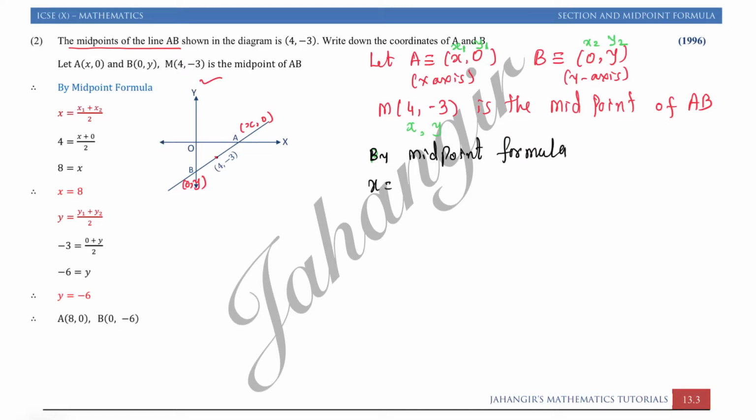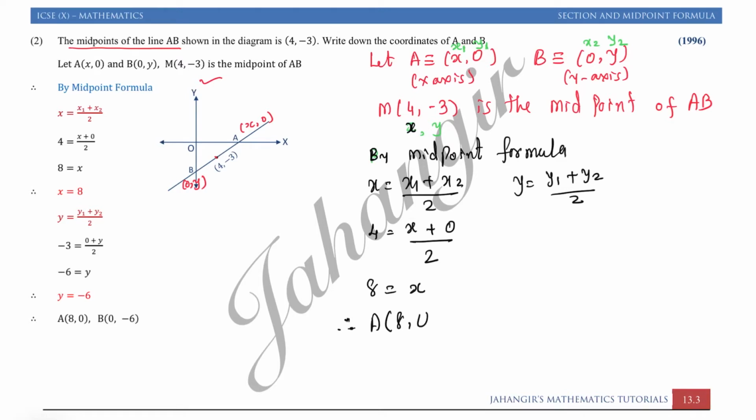x is equal to (x1 plus x2) divided by 2. y is equal to (y1 plus y2) divided by 2. So as you see, the value of x is 4, which is equal to (x1 plus x2) which is (0 plus x) upon 2. So we can just cross multiply: 4 times 2 is 8, which is equal to x. Therefore the coordinate of A I will get as 8, 0. This is the coordinate of A.